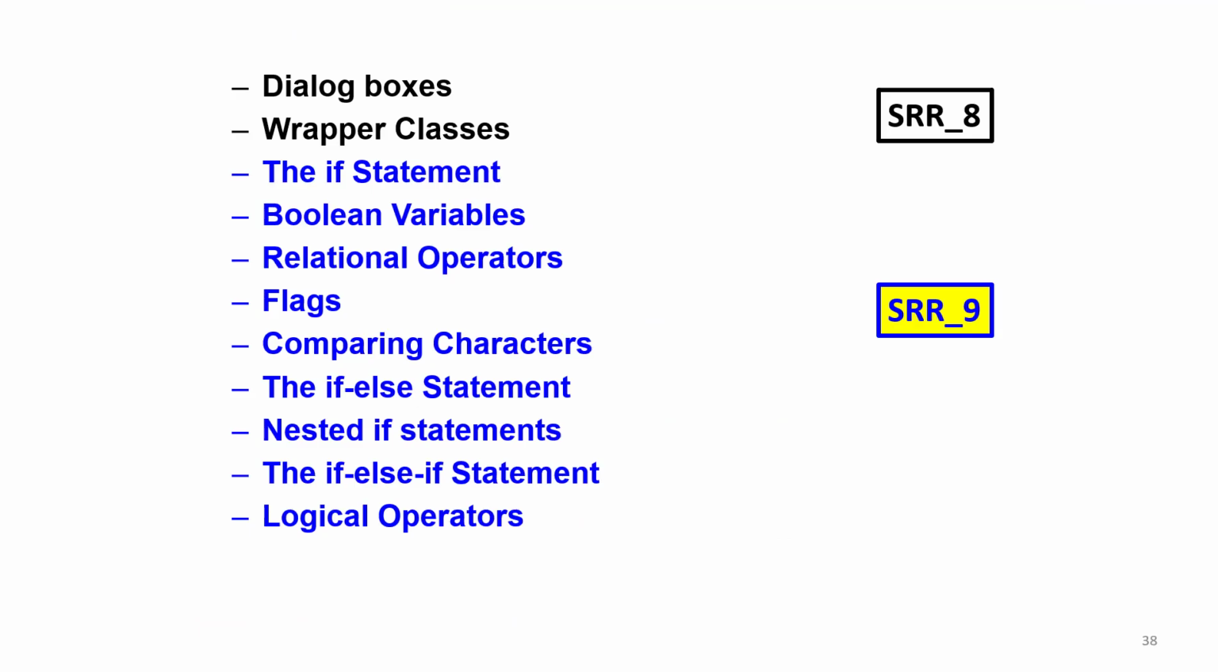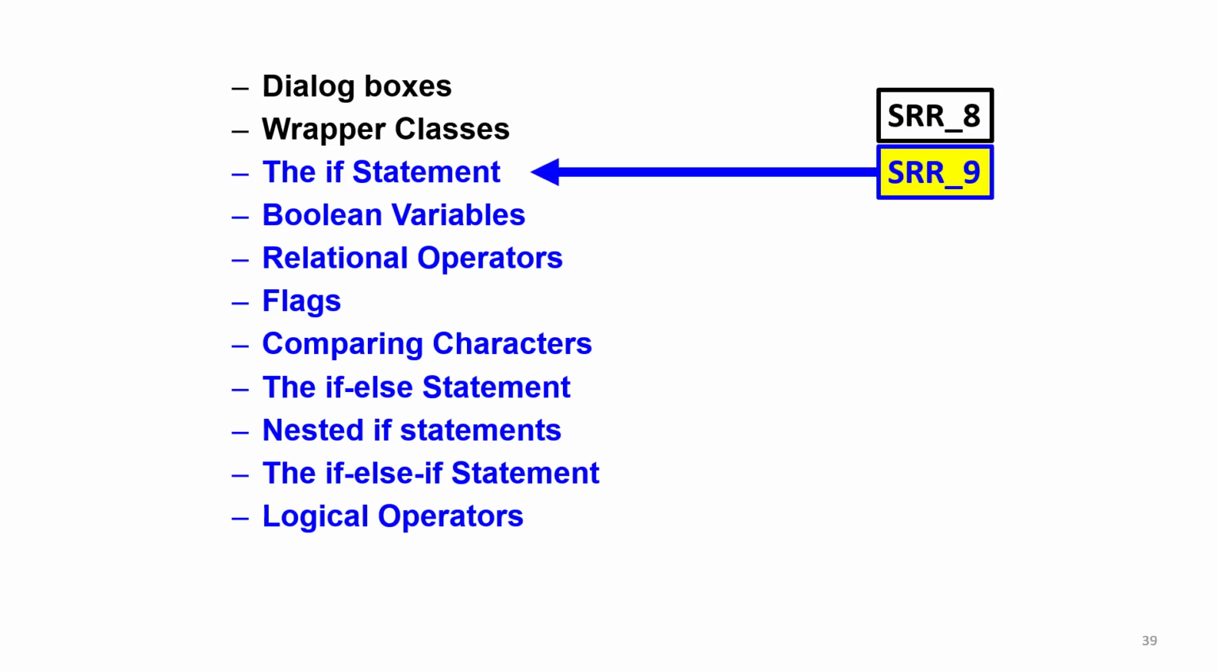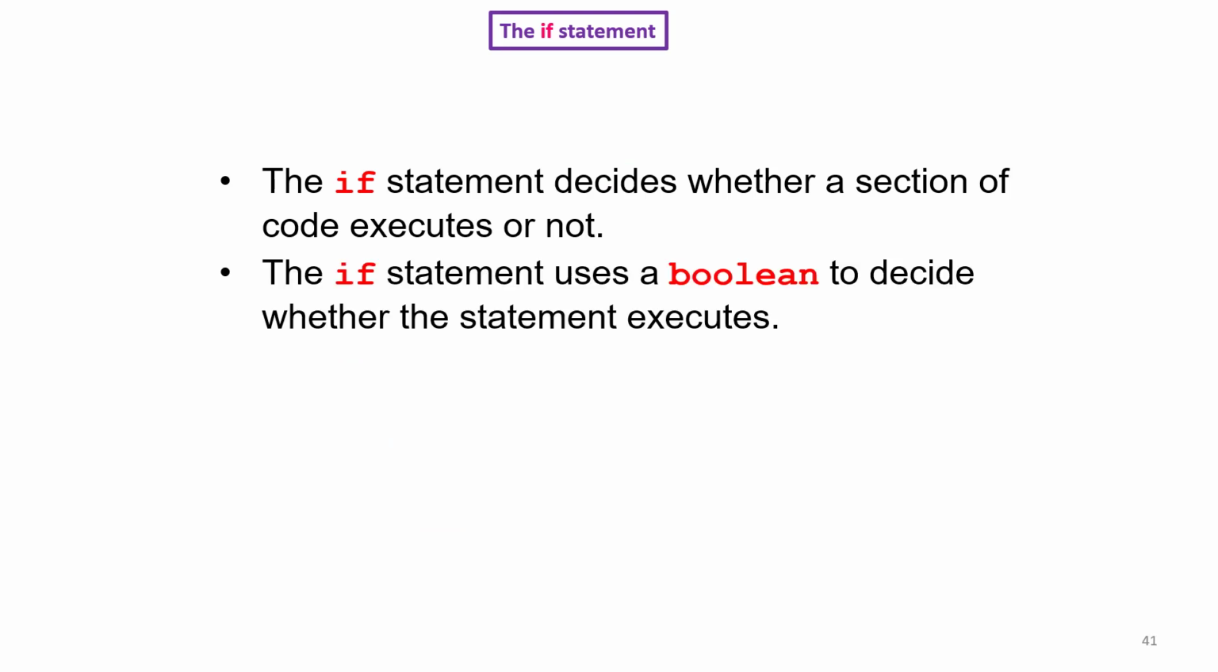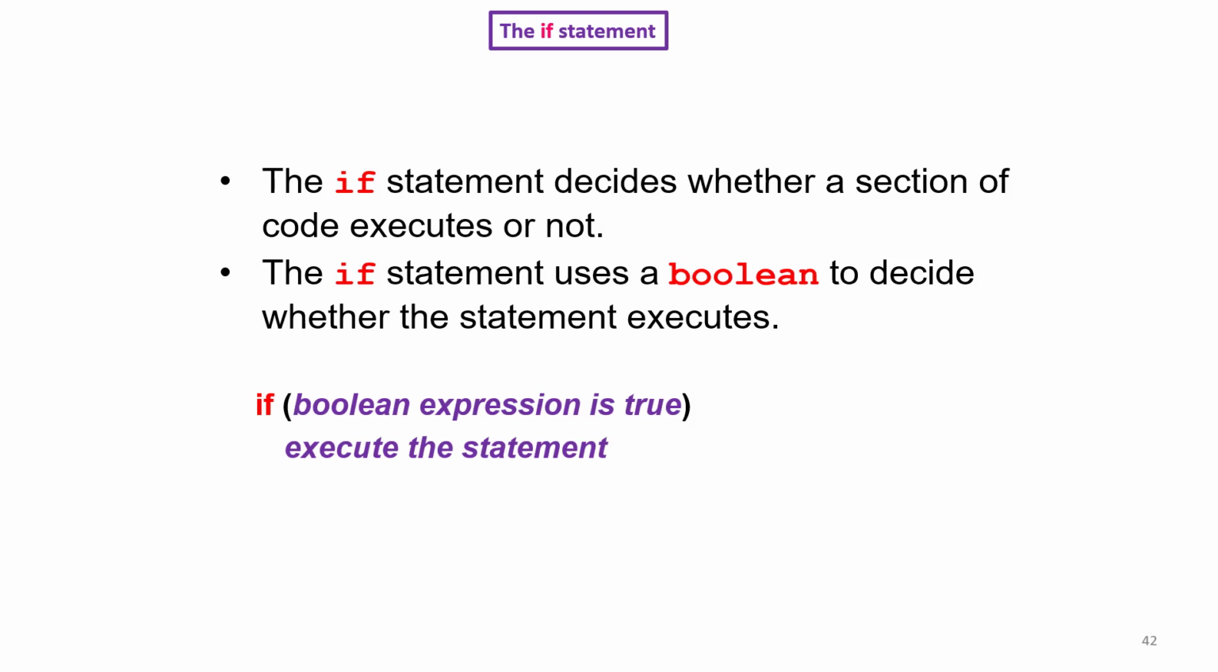Okay, here in bold blue is what we will cover in this lecture, starting with the if statement. The if statement decides whether a section of code executes or not. It uses a Boolean to decide whether the statement executes. If the Boolean expression is true, execute the statement.